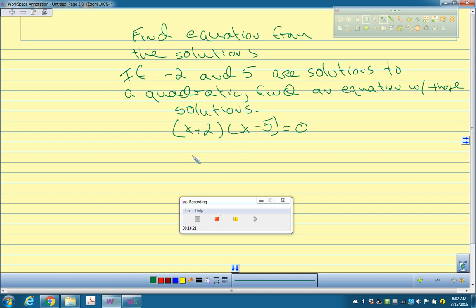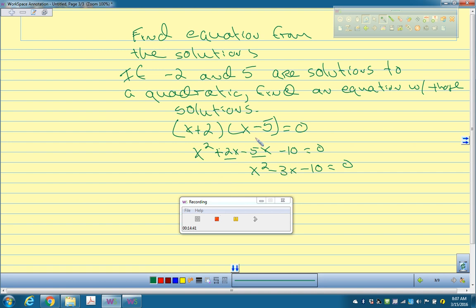Okay? Now, in this case, they'll usually say in standard form, so they'll want you to FOIL this out and get x squared plus 2x minus 5x minus 10 equals 0. Combine your like terms and you get x squared minus 3x minus 10 equals 0.